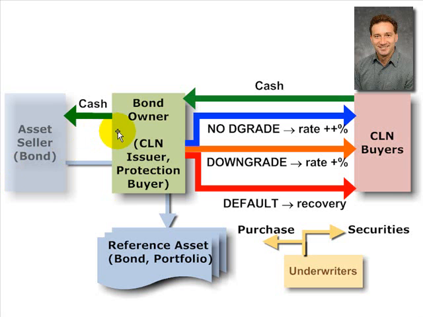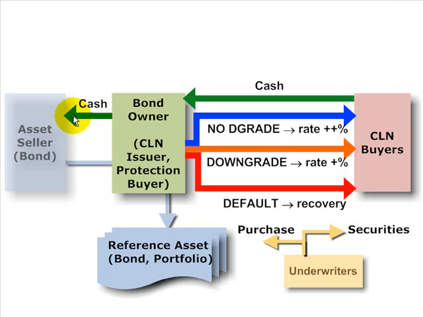To understand, start with the bond owner, who pays cash to purchase the bond. That bond then becomes the reference asset in the credit-linked note structure. Now let's assume the bond owner wants to transfer credit risk away to some counterparty, specifically default and credit deterioration risk. With the help of the underwriters symbolized here, the bond owner can do this.